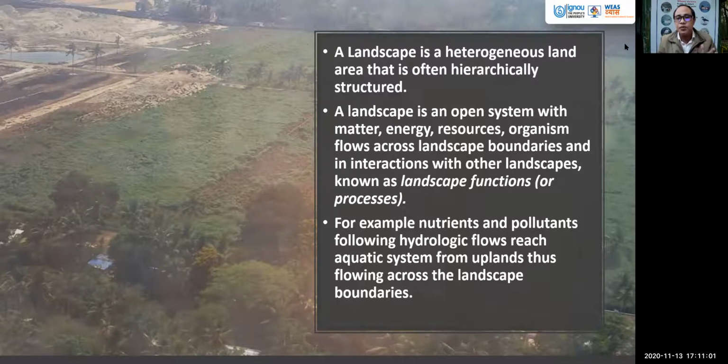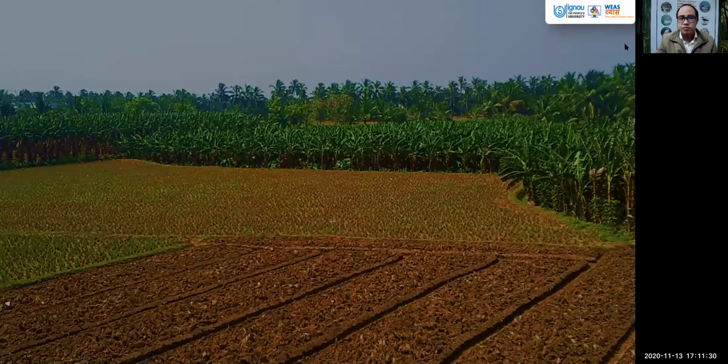So for example, nutrients and pollutants come with the hydrologic flows. A simple example is how rivers flow from the upper catchment to their destination. That process goes through different landscapes. So this shows that the function of a landscape is very unique, and it is key to understanding natural resource management.